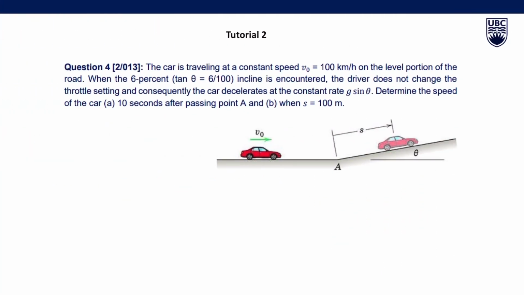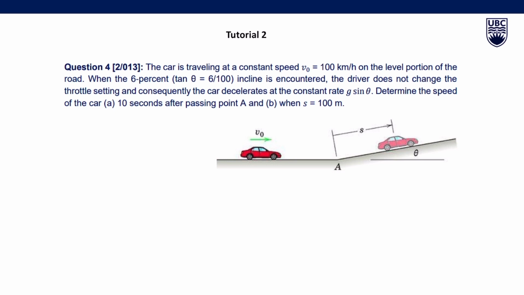Now let's tackle question 4. Here we have a car traveling at a constant speed on a flat road. It hits a 6% incline and starts to slow down because the driver doesn't adjust the throttle. We are asked to calculate the car's speed after certain conditions. So here's a trick.